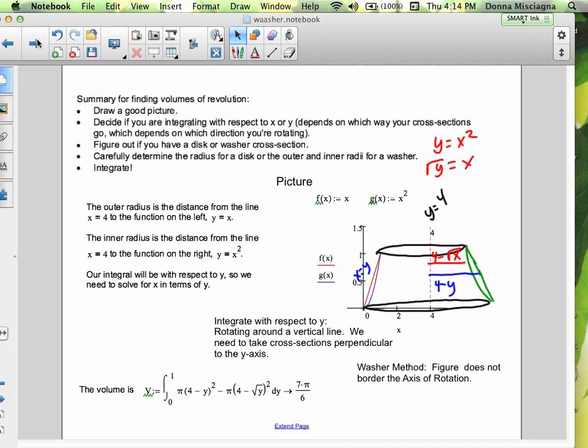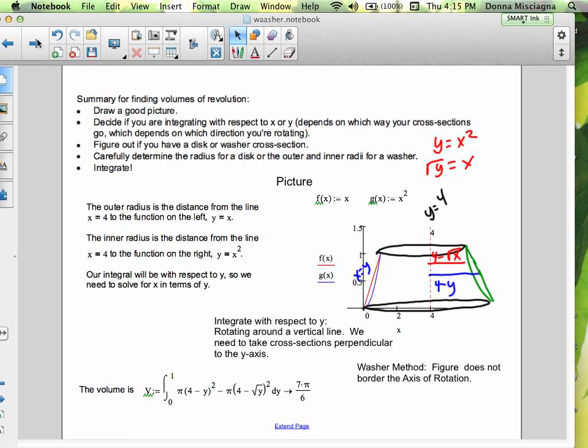So, summary for finding volumes of revolution: draw a good picture. Decide if you're integrating with respect to x or y. It depends on which way your cross sections go, which depends upon which direction you're rotating. Right? It's a dx if you rotate around a horizontal line. It's a dy if you rotate around a vertical line. Figure out if you have a disk or a washer method, and I have some things on the next page to help you figure out disk or washer. Carefully determine the radius for a disk or the outer and inner radii for a washer. Right? So we have 2 radii for a washer, and we have 1 for a disk.